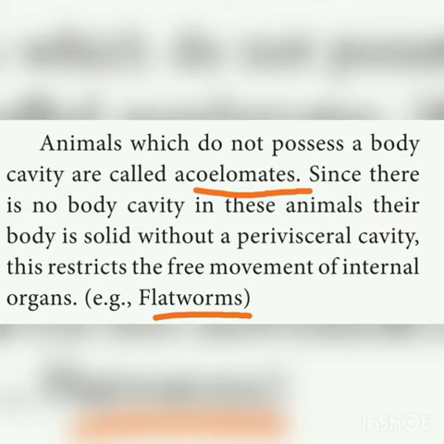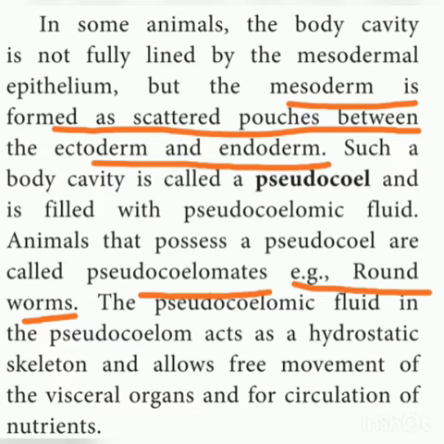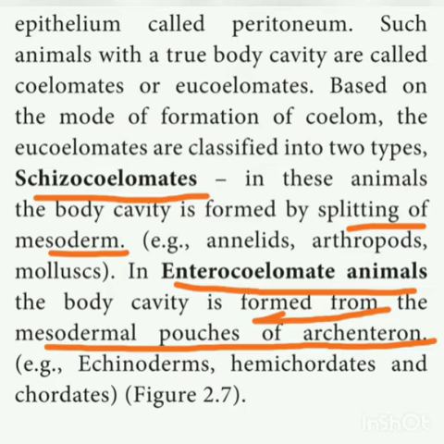And then pseudocoelomate. Pseudocoelomate means they have a false coelom. That means the body cavity is not fully lined by mesodermal epithelium. Mesoderm is found scattered as pouches. Okay? Eucoelomate is differentiated into two, schizocoelomate and enterocoelomate. This is a very important 2 mark.